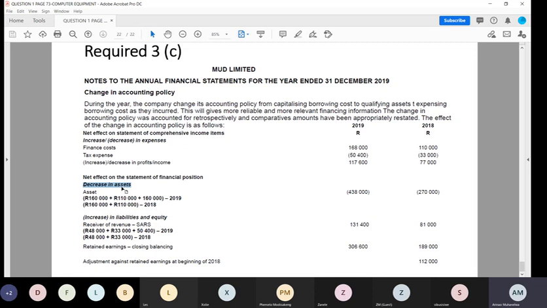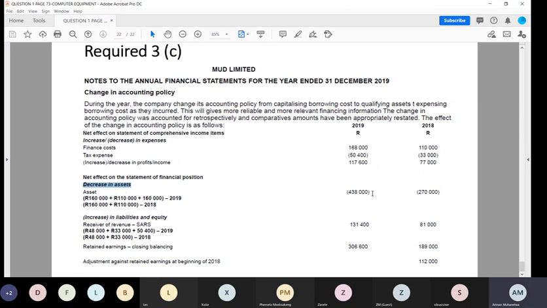And you don't need to memorize this. You could get a borrowing cost question going the other way around, where the asset is increasing and the expense is decreasing. So it is for you to read properly what they are changing from and to. You can get the next question where they say they were expensing it, now they're capitalizing it. That means your asset is going to increase and your expense is going to decrease. But in this case, they say they were capitalizing it. Now they are moving to expensing it.